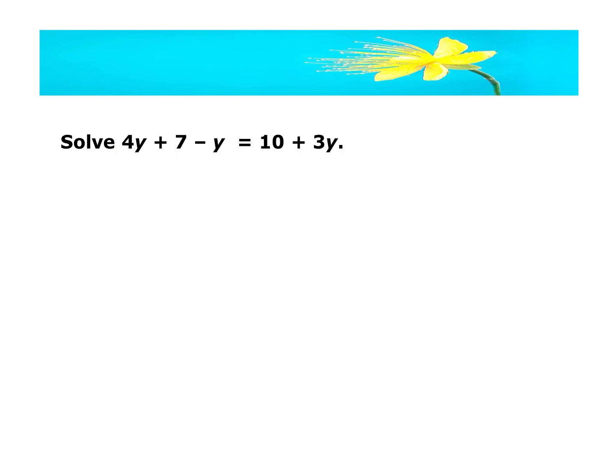So for this one, again, I'm just going to separate the two sides. I'm going to do the red side first. I can combine the y's together, so 4y minus y is 3y plus 7. That's going to equal 10 plus 3y. Now, I haven't done anything to that side.